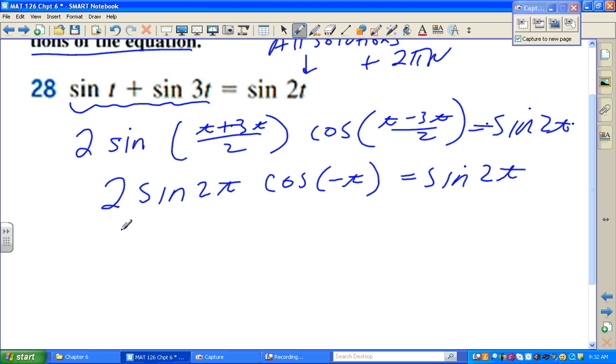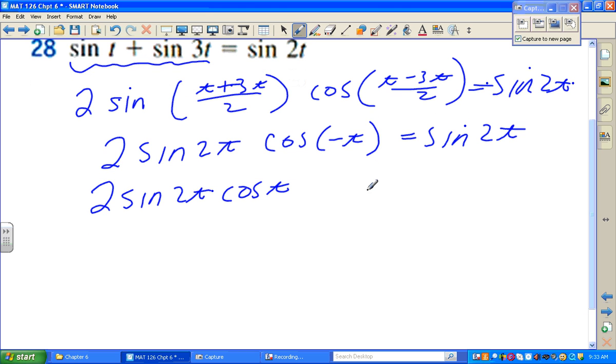Subtract it over. So I have 2 sine of 2t cosine t, remember that's from the odd and the even property. And then subtract the sine of 2t. You can factor out... Exactly. Just like on the quotient problems, once you get to the factoring, you can do a lot of things.